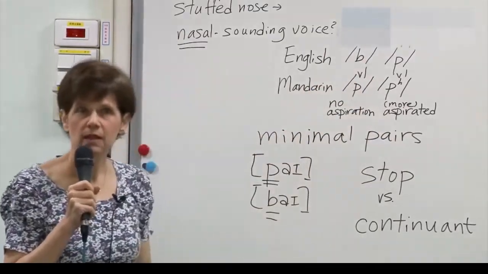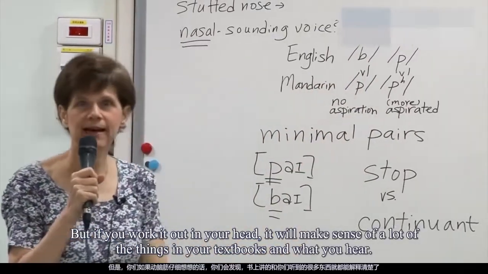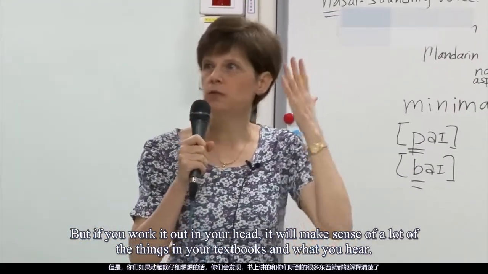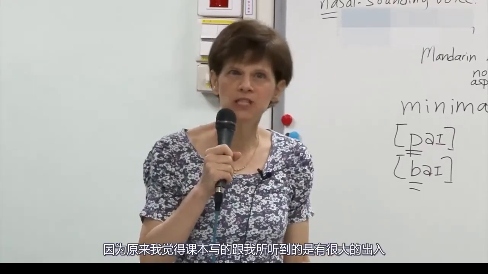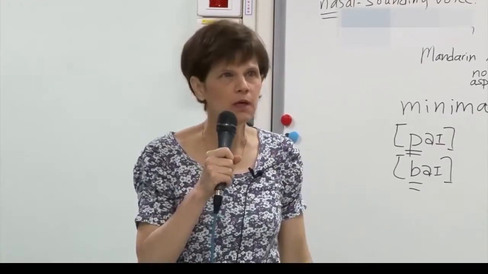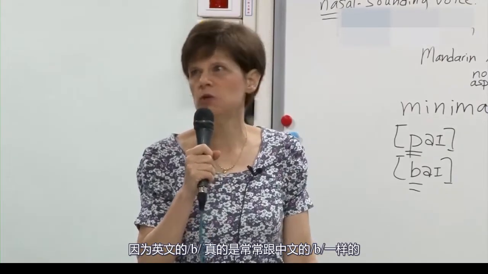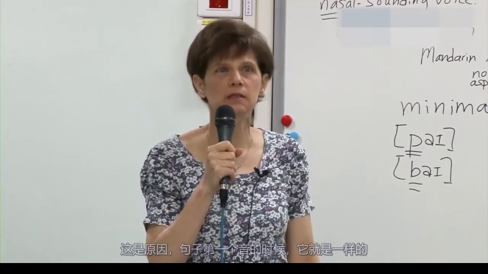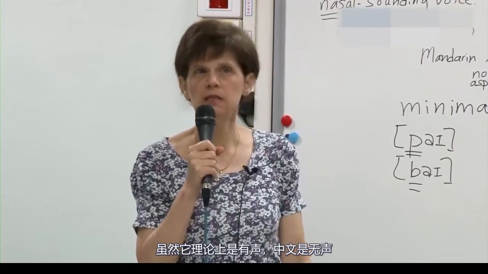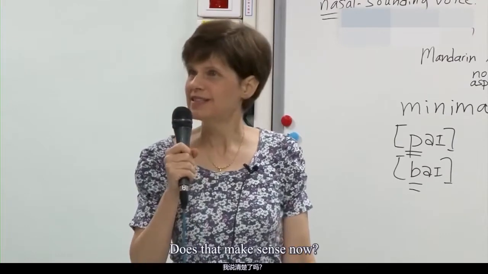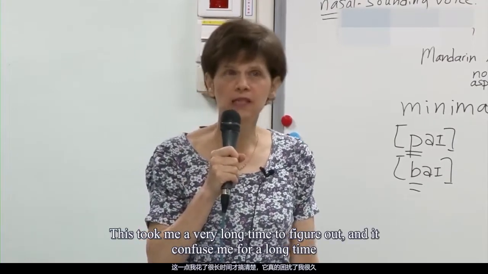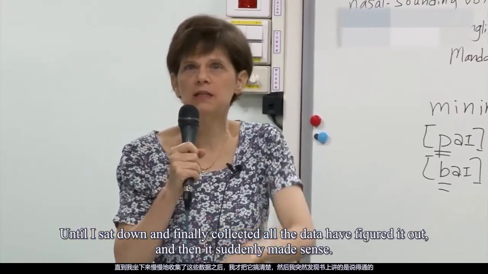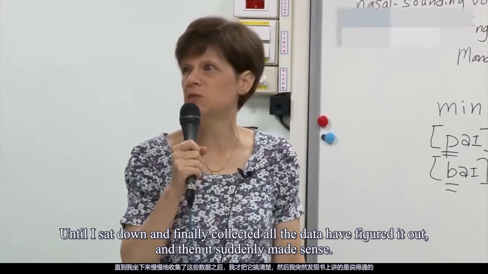It's confusing, but if you work it out in your head, it will make sense of a lot of the things in your textbooks and what you hear. 因为原来我觉得课本写的跟我所听到的是有很大的出入，因为英文的 b 真的是常常跟中文的 b 一样的，这是原因。句子第一个音的时候，它就是一样的。虽然它理论上是有声，中文是无声。Does that make sense now? This took me a very long time to figure out, and it confused me for a long time until I sat down and finally collected all the data and figured it out, and then it suddenly made sense.